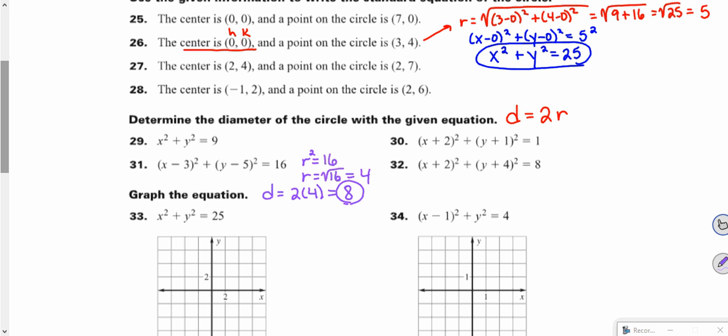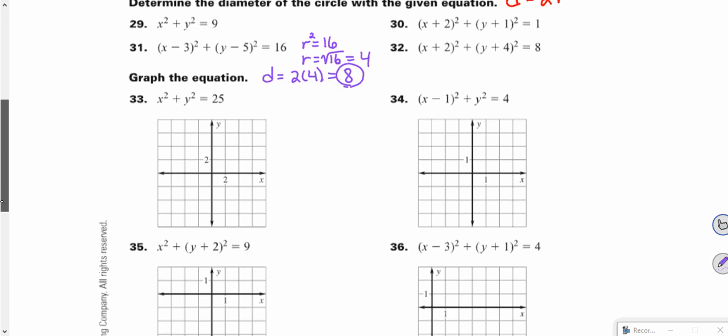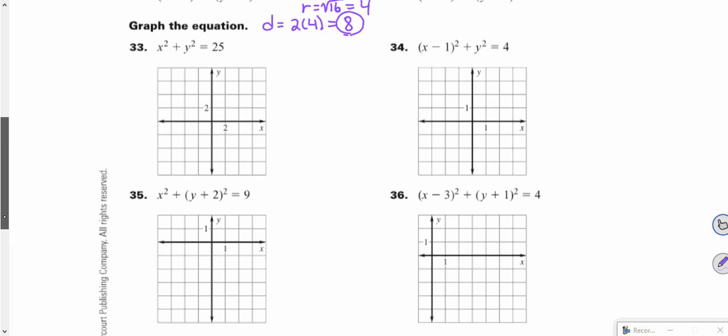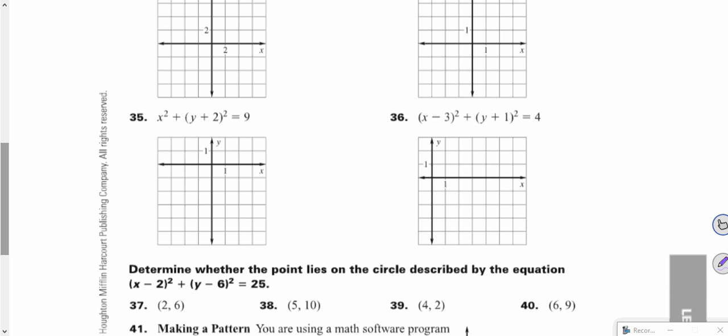Okay? Didn't need the center. All I needed was the radius in order to find the diameter. Okay, hope that makes sense. Let's look at 35. Here we are graphing the equation. So we've got to find the center and we've got to find the radius.